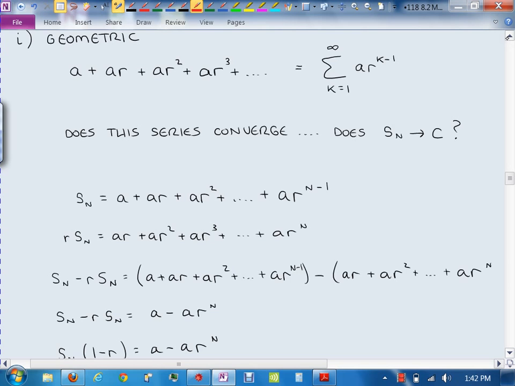Now, out of nowhere, I want you to take that equation and multiply both sides by r. Left side by r, you get r S sub n. This side becomes what though? ar, ar squared, ar cubed, and the last one, instead of ar to the n minus 1, becomes ar to the n, doesn't it? Aren't I just adding an r to each one of these, increasing the exponent on the r's by 1 each time?